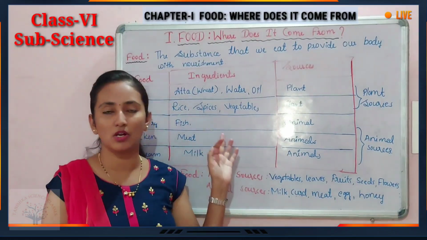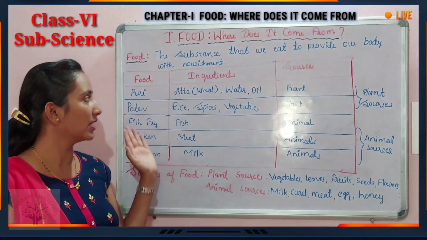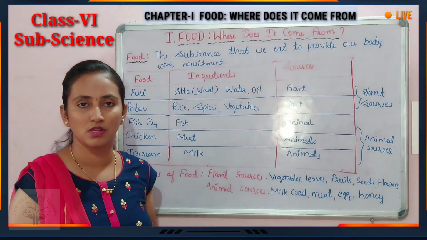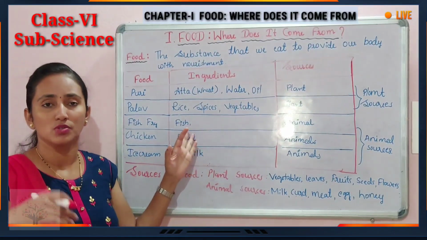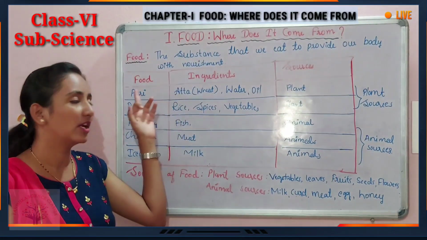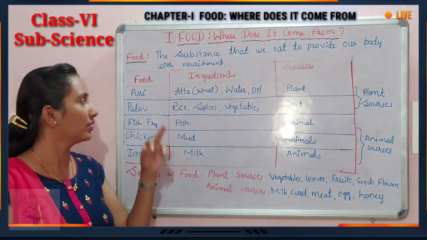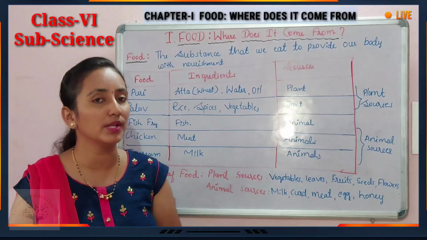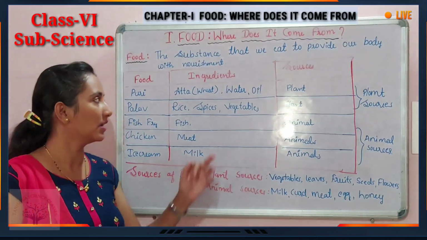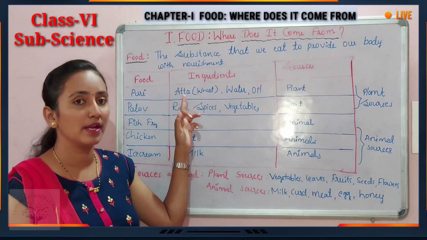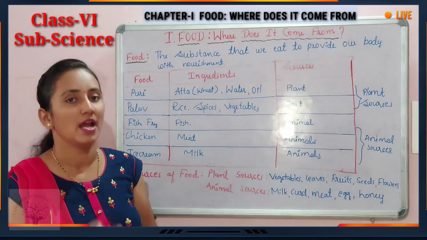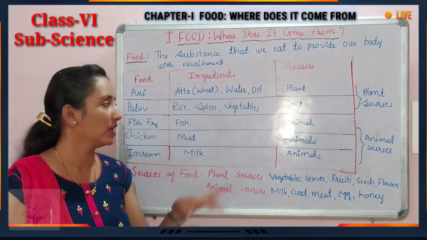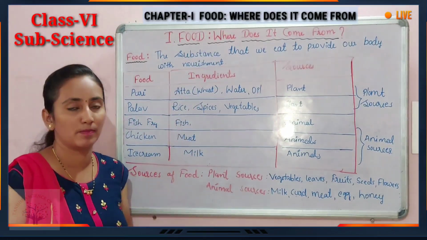So I have made three columns here. I have taken some varieties of food items, the ingredients of those food items, and the sources. What are the ingredients? Ingredients are the materials by which a food item is made. If you take a puri, what is it made of? The main ingredient of the puri is atta. The atta and water will be mixed and fried in oil. So those are the sub items. The main ingredient is atta, which is made from wheat.